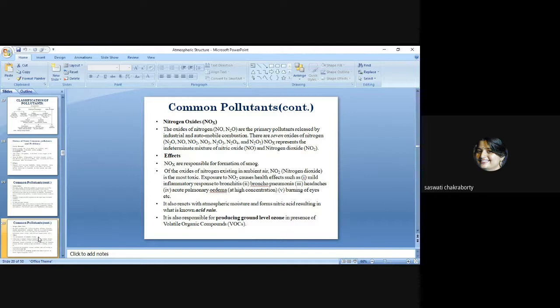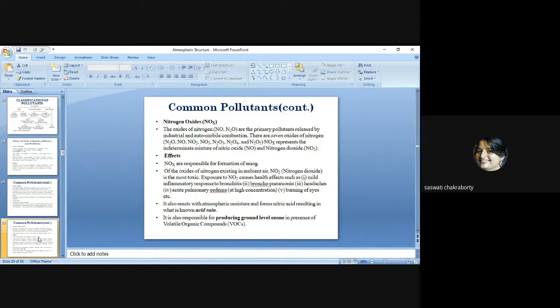Nitrogen dioxide, it's the same as sulfur dioxide, oxides of nitrogen. There are about 7 oxides of nitrogen. One of the major reasons, whether it is nitrous oxide, nitrogen dioxide, or nitric oxide, they are responsible for the formation of smog. What is smog? Smog is nothing but smoke plus fog. So they are also responsible for the formation of smog. We'll go into detail later.